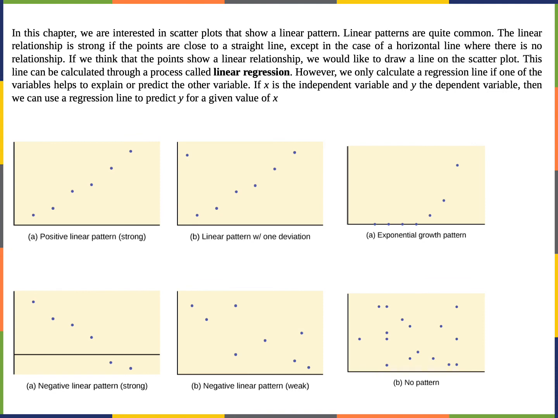Finally, we're going to continue talking about linear patterns for the rest of this chapter. Like we said, it's strong if the points are close to a straight line. If we believe that a scatter plot shows a linear relationship, we want to draw this specific line, and this line can be calculated through a process called linear regression. However, we only calculate a regression line if one of the variables helps to explain or predict the other variable. So if x is the independent variable and y is the dependent variable, then we can use a regression line to predict y for a given value of x. That's very exciting, so I will leave you with that thought.